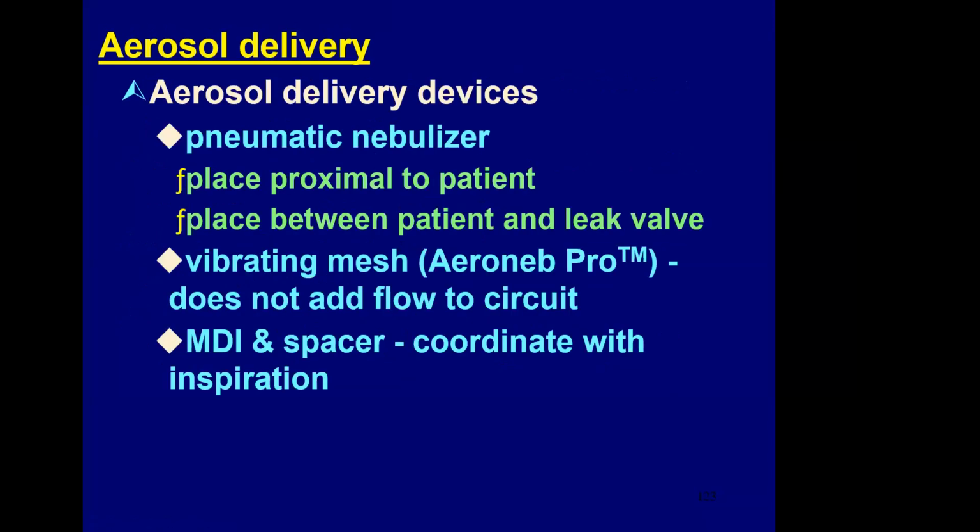So the delivery devices: if we are using a pneumatic nebulizer, and again, I'm an enemy of those, despite the fact that I've delivered thousands of treatments with pneumatic nebulizers, it should be placed proximal to the patient, between the patient and the leak valve. However, the better type of nebulizer to be used is a vibrating mesh nebulizer, such as the AeroNeb Pro, because this type of nebulizer does not add flow or oxygen to the circuit.